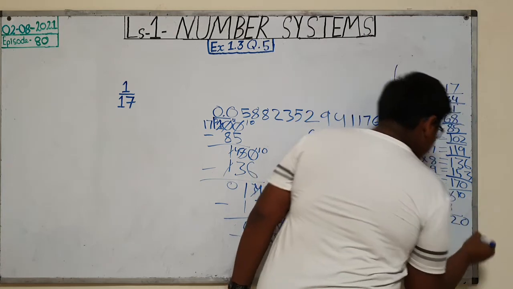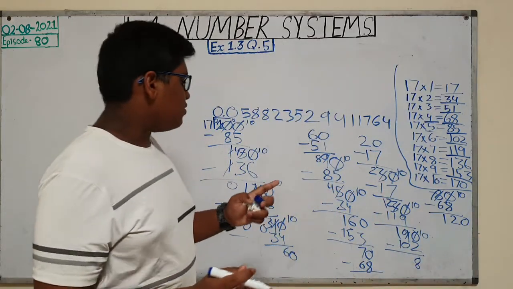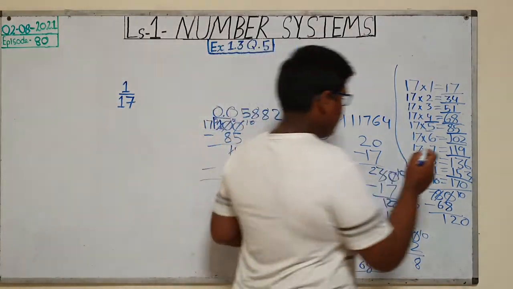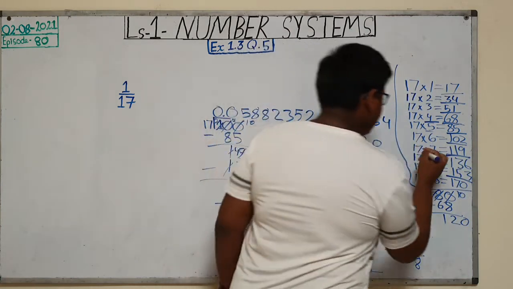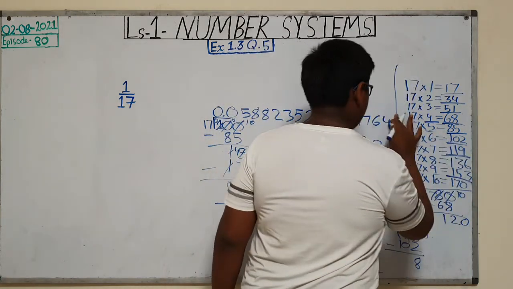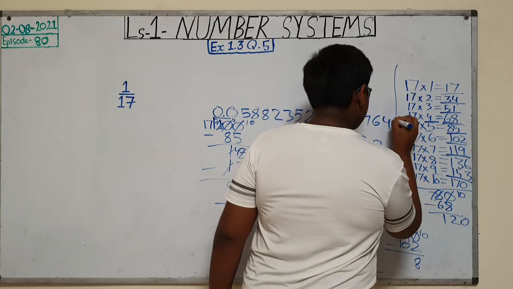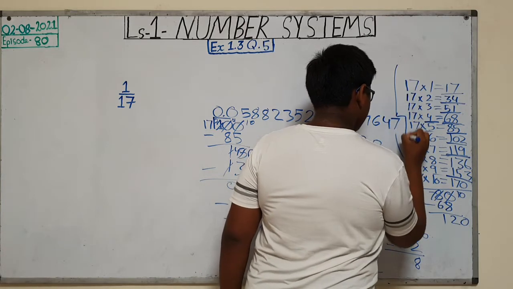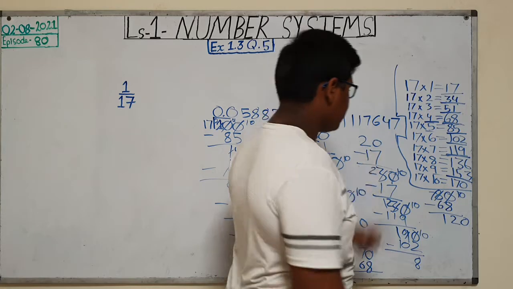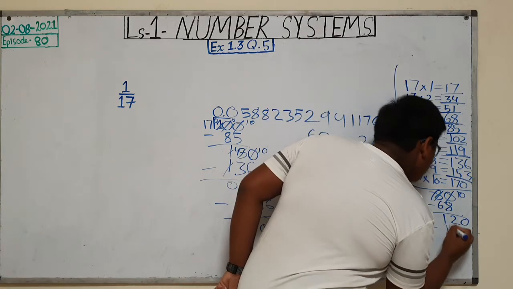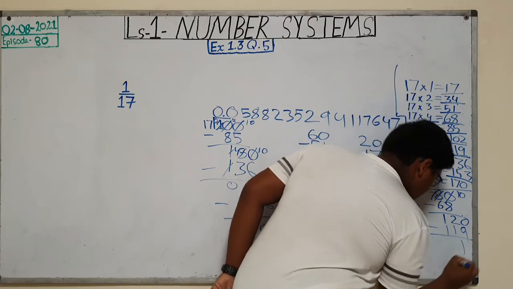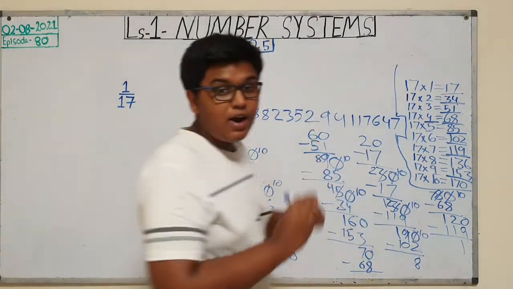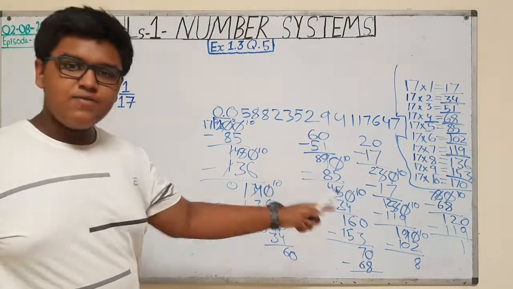So can we take 120? Yes, we can. Now when we take 120, we have 119, right? So we have 119. 17 sevens are 119. So let's take 7. Okay, now let's take 7 and subtract it. 119. Okay. Oh my God! Wow! We are getting 1 once more.